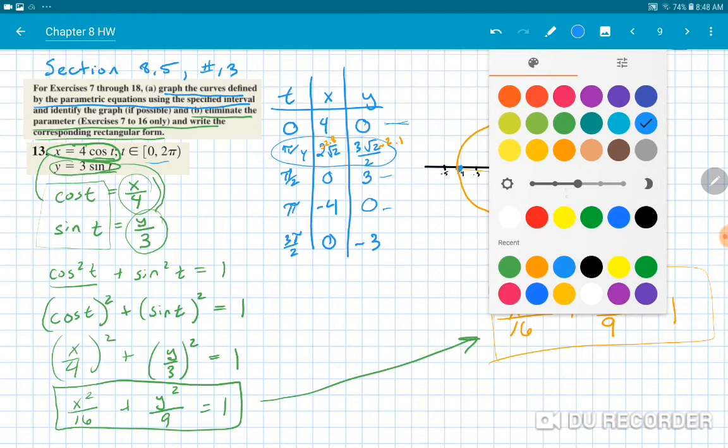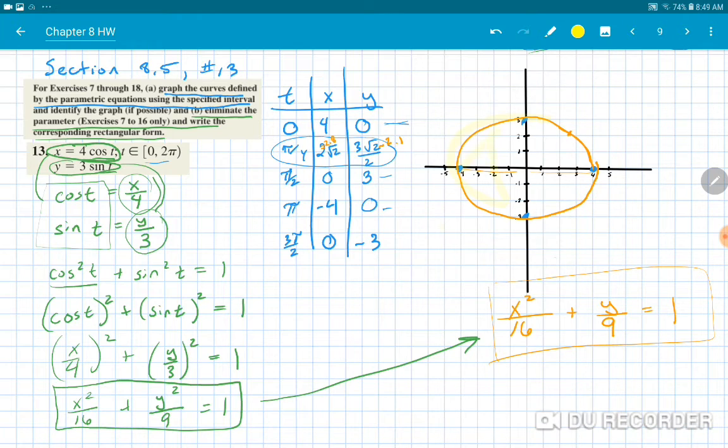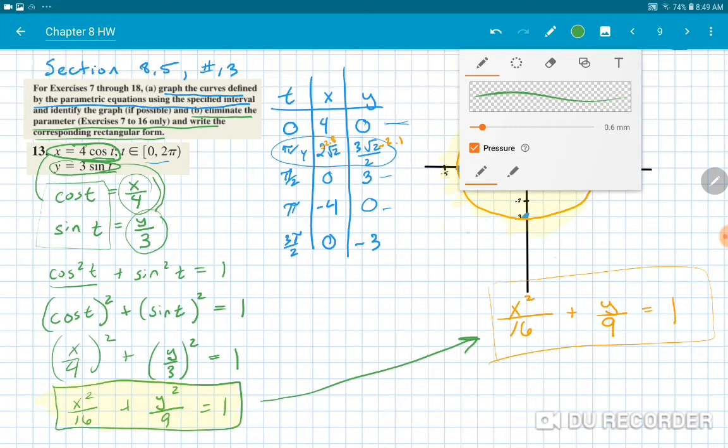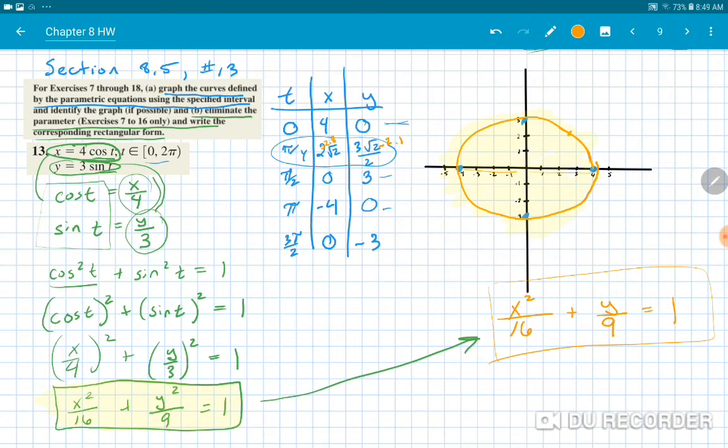So this question had 2 parts. First, we had to graph that ellipse. So the first part, A, was the graph, and B was to find that rectangular equation. And I do think we were asked to name this graph too. Hang on a second. Identify the graph if possible. So this is an ellipse centered at 0, and has a horizontal axis equal to 8 and vertical axis equal to 6.